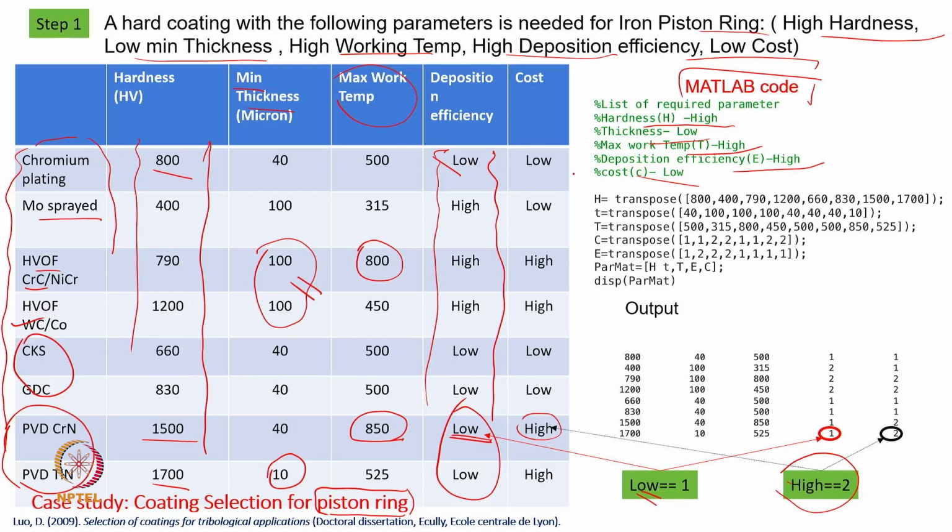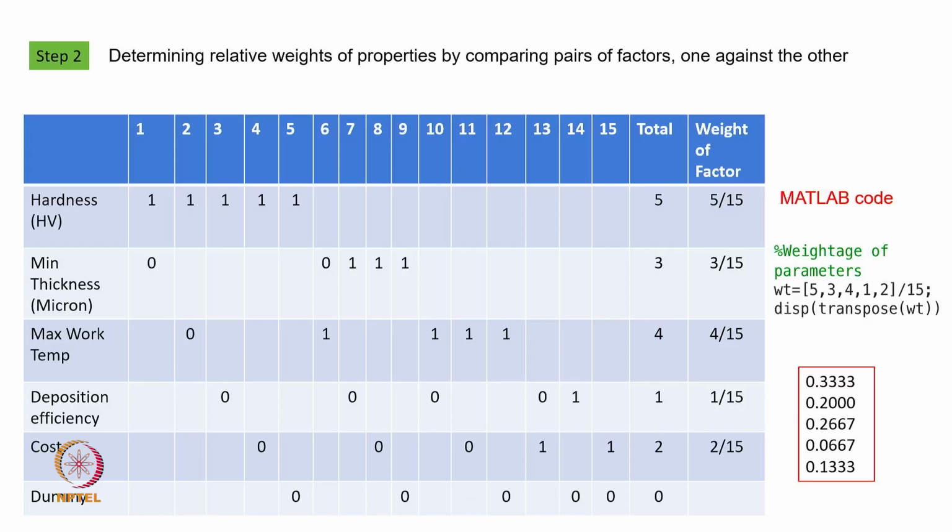Now, this table has been recorded in H, which is a transpose of, you can see, 800, 400, 790. We have given 8 values in this. Then the thickness has been given the nomenclature small t, then capital T is basically temperature, then comes the cost, and the deposition efficiency, given in this manner. So, this is what we are trying to do, and this has been tabulated in this manner, the way we enter it, and then we have a digit logic.